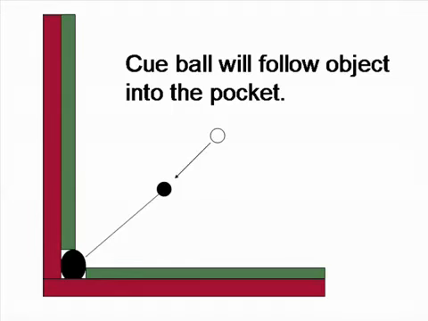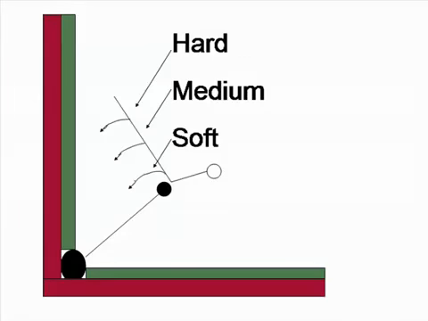When using follow on a straight-in shot, the cue ball will follow the path of the object ball as shown in this diagram. When using a follow shot on a cut shot, the cue ball will diverge from the tangent line depending on the speed that is used. Using a soft hit, the cue ball will diverge along the first path shown in this diagram. If the cue ball is hit with more speed, it will diverge further down the tangent line.